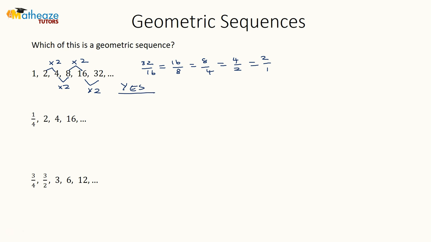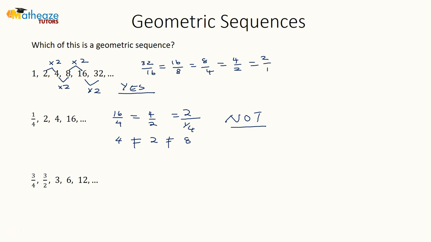Now let's look at this one, from 1/4 to 2. Let's do it this way. 16 divided by 4 must be equal to 4 divided by 2, which must be equal to 2 divided by 1/4. So let's look at the results here. 16 divided by 4 is 4. 4 divided by 2 is 2. 2 divided by 1/4 is 8. So this is not a geometric sequence.